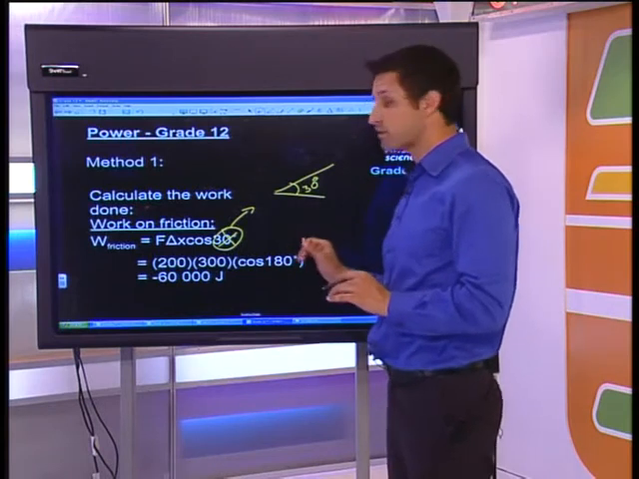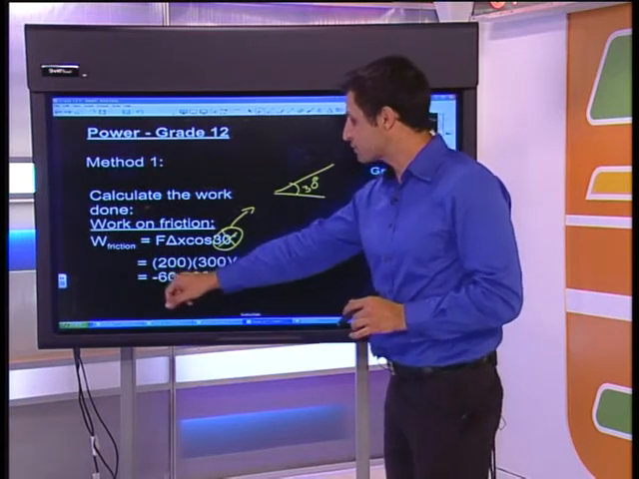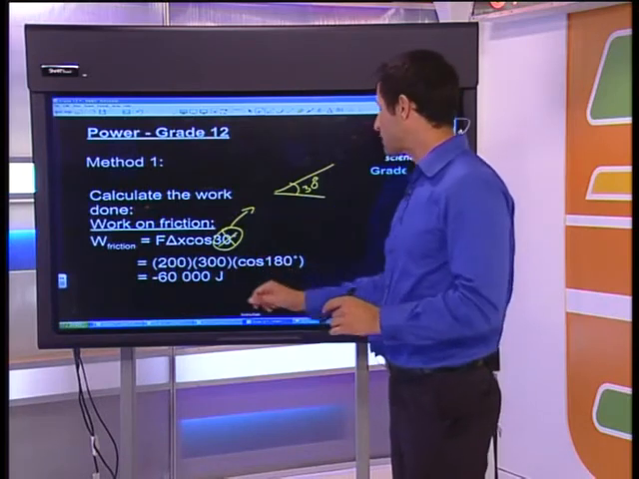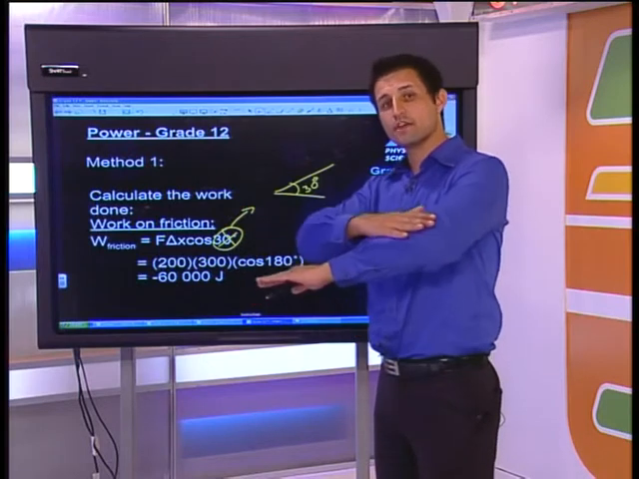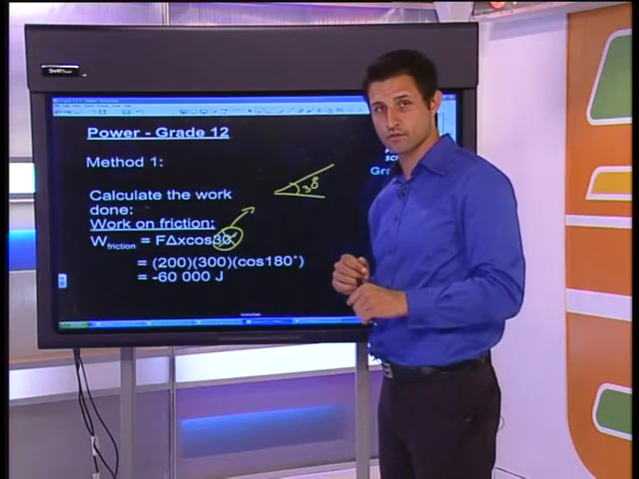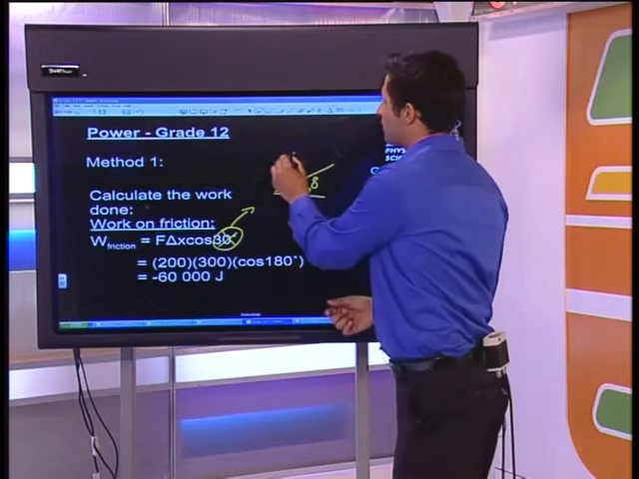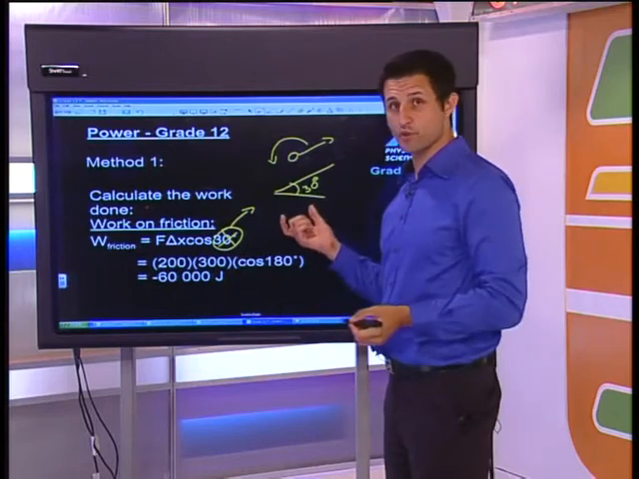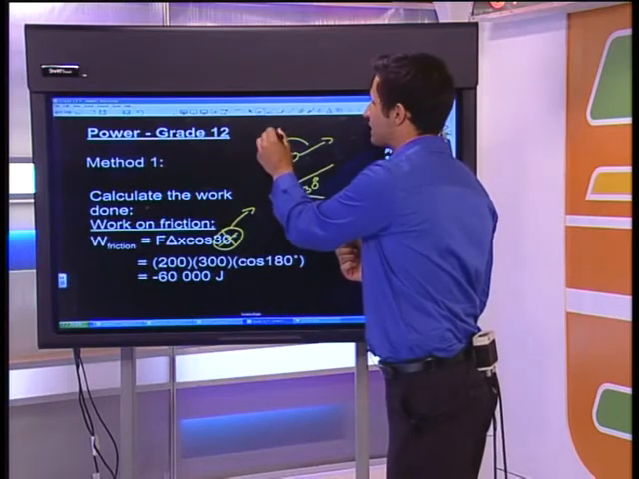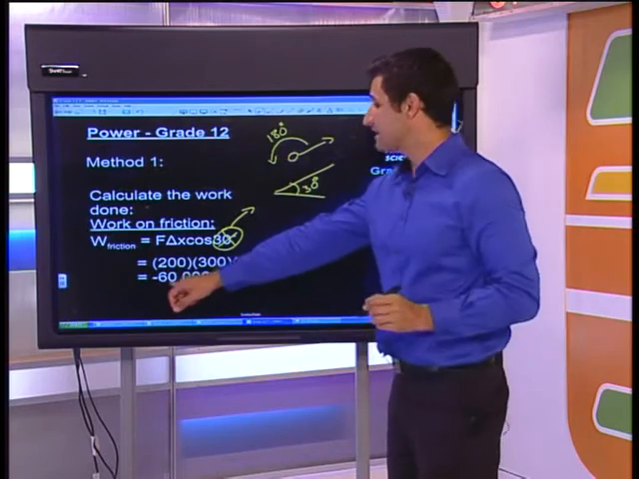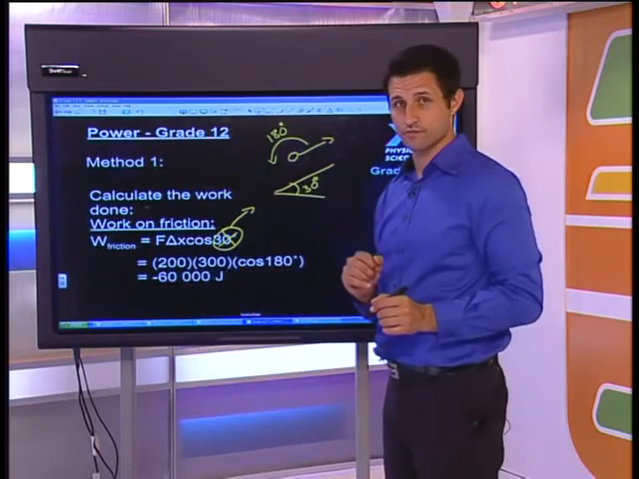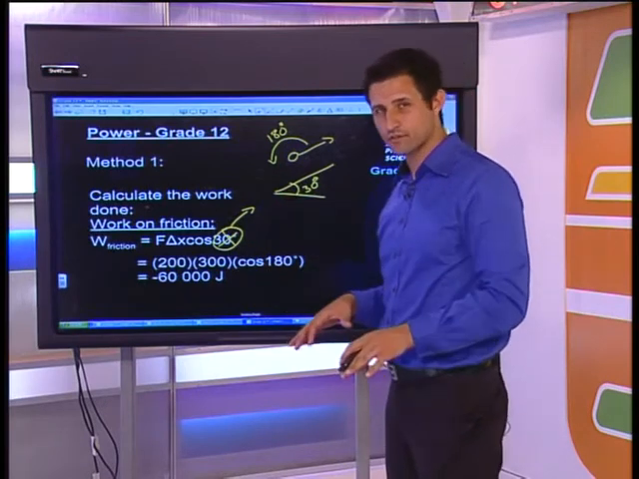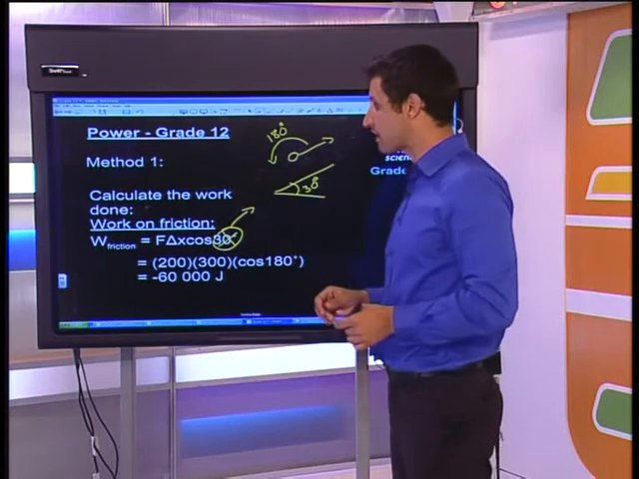Let's see where all these pieces of information come from. My frictional force of 200, my displacement of 300 meters, and my cos of 180, which means that my friction is opposing my motion. Cos 180 just means that I'm moving in one direction. My angle between my force and my movement is 180 degrees, and that's where that 180 degrees comes from. That leaves me with work on friction, which is negative. That's very important because friction actually reduces the amount of energy which I have. And that's going to come into play when we talk about the last little piece.